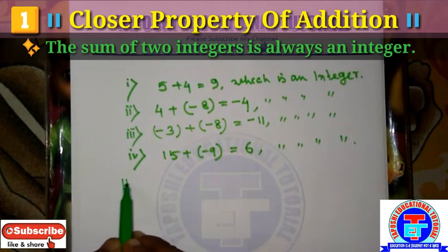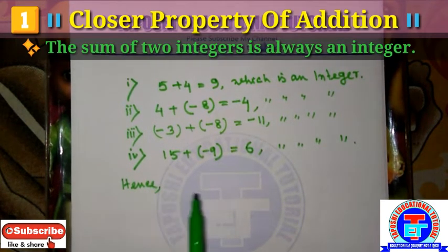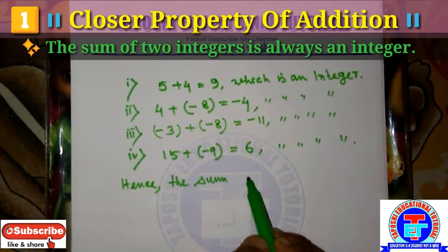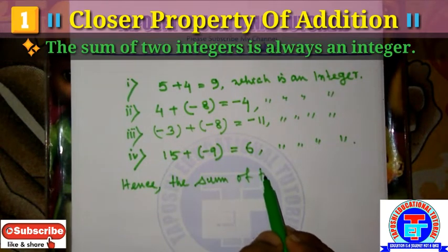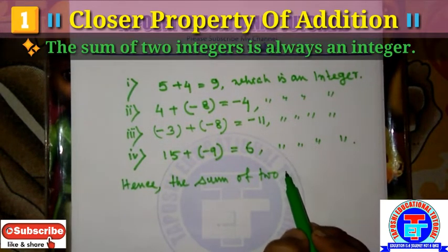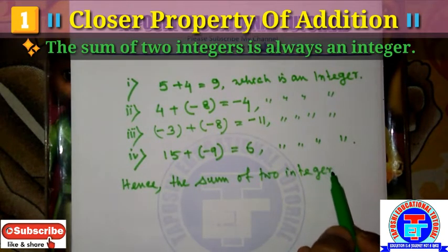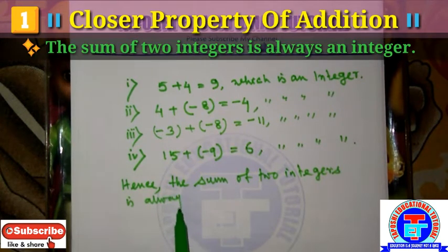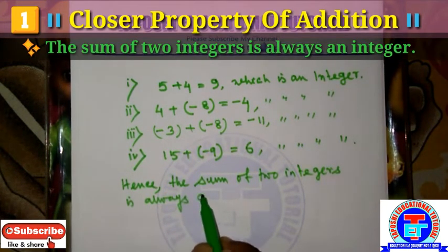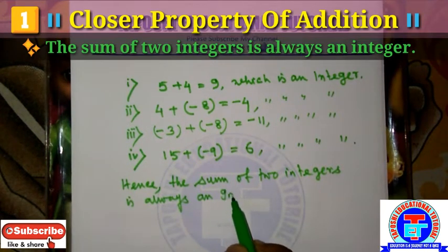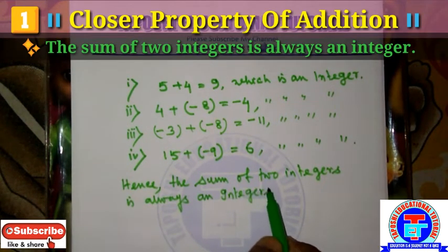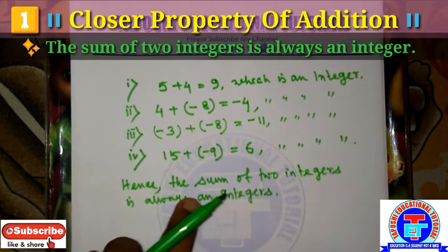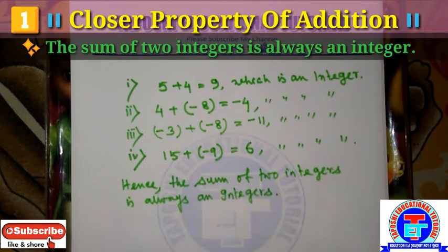Hence the sum of two integers is always an integer. Right, student? I hope you clearly understand this property.